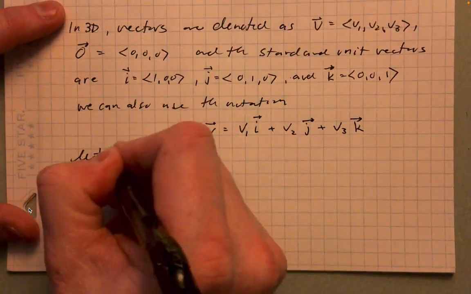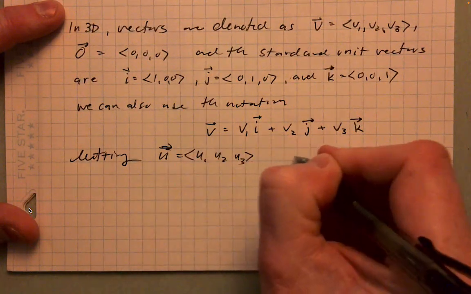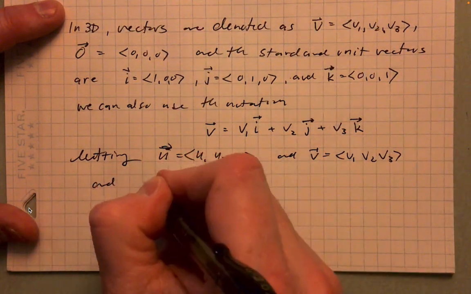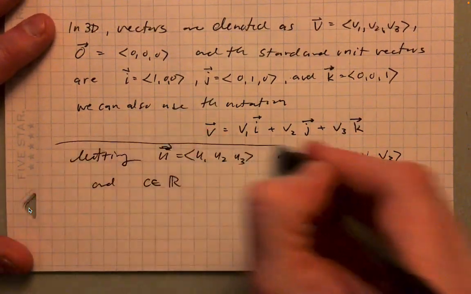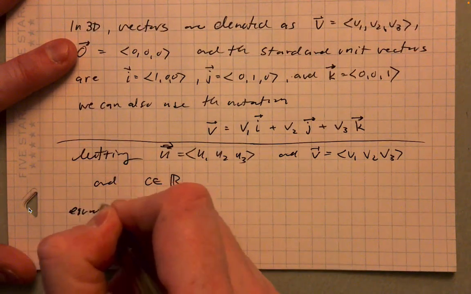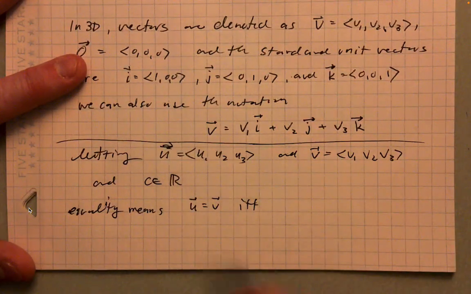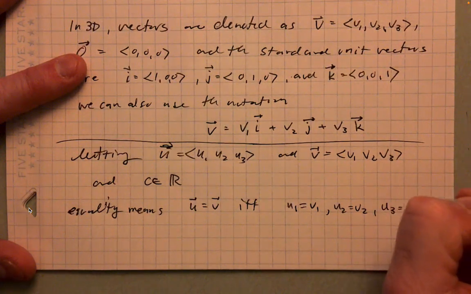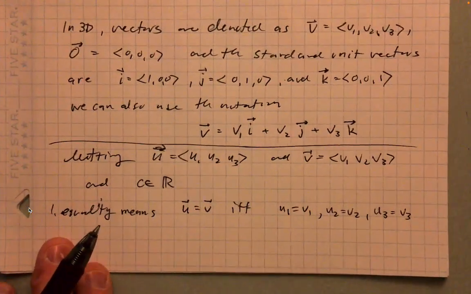So letting u equal u1, u2, u3 in component form, and v equals v1, v2, v3, and c is a scalar in R. Then equality. Equality means u equals v if and only if all of the components are the same, naturally: u1 equals v1, u2 equals v2, u3 equals v3. Okay. All right, so that's the first thing. Equality means the same as in 2D. It's just now the third component has to match as well, naturally.